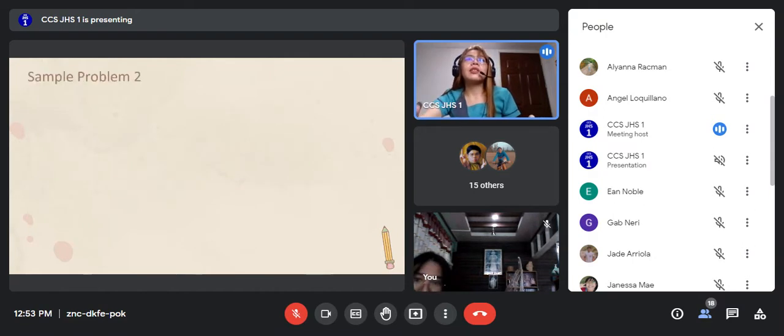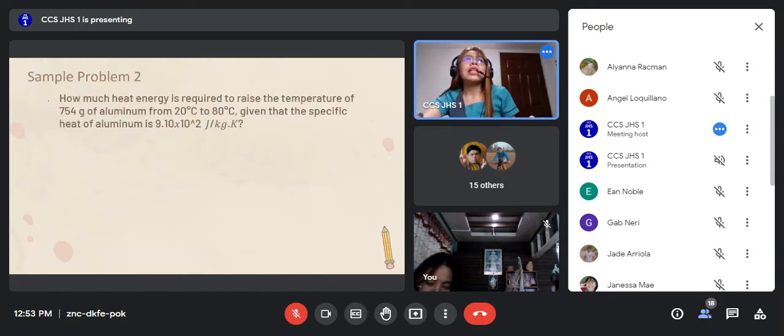Okay, next, let's try sample problem number 2. How much heat energy is required to raise the temperature of 754 grams of aluminum from 20 degrees Celsius to 80 degrees Celsius, given that the specific heat of aluminum is 9.10 times 10 to the power of 2 joule per kilogram Kelvin? For this example, you're asked to solve for what? What are we looking for?